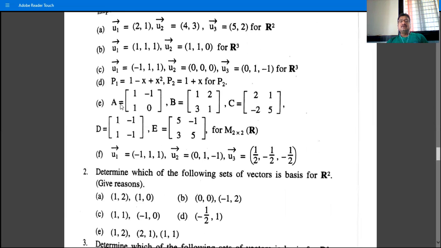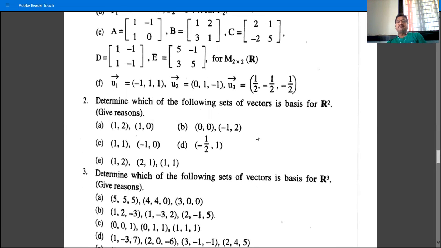So this is again the set A, B, C. This is a subset of M2 by 2 R. All these A, B, C are elements of M2 by 2 R. A, B, C, D, E are the 5 elements from M2 by 2 R. But the dimension of M2 by 2 R is 4. And so no set with less than 4 vectors or greater than 4 vectors from M2 by 2 R is a basis of M2 by 2 R. So the set containing these 5 vectors is not a basis of M2 by 2 R.